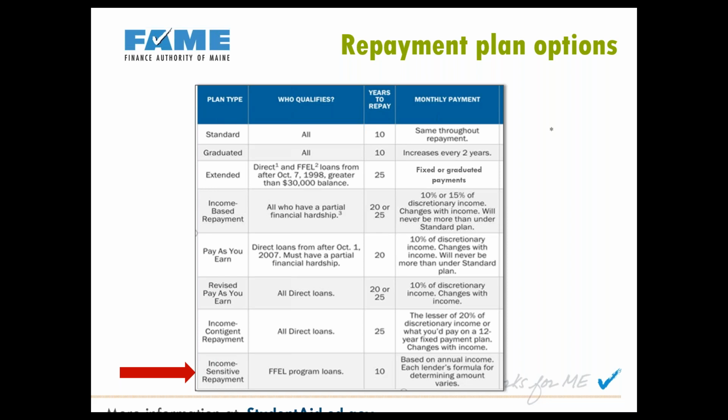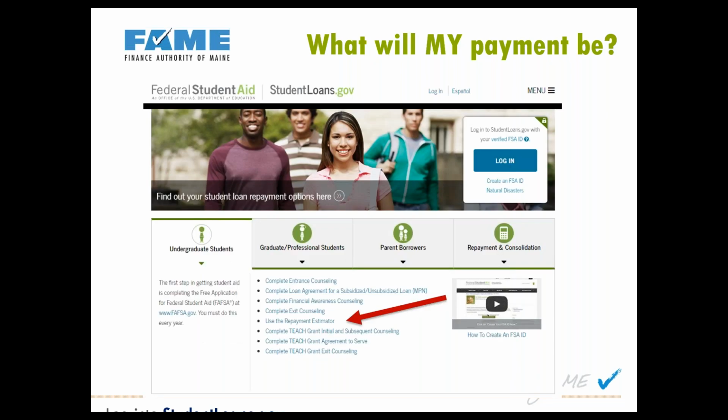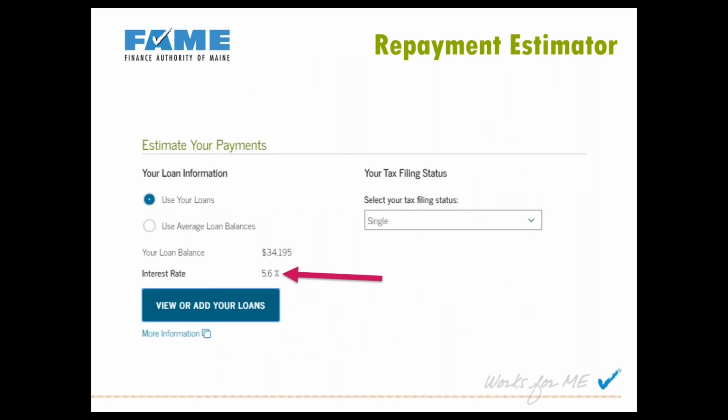So what does this all mean? I know what you're thinking, what does this mean to me? And I told you I had some cheats for you, so I've got this. If we go back to studentloans.gov and you log in using your FSA ID, there's what's called the Repayment Estimator. You log in using your FSA ID, and that is going to preload your student loan amount and interest rates. You're going to select your tax filing status. So when you filed your taxes, did you file single, married, filing jointly, head of household? You put in that tax filing status.